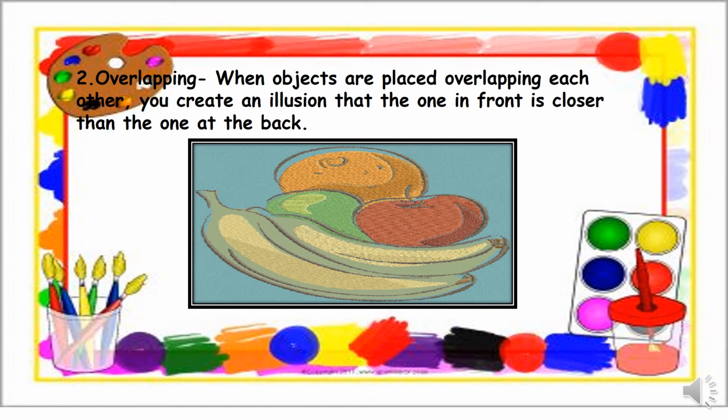Number two is what we call overlapping. When objects are placed overlapping each other, you create an illusion that the one in front is closer than the one at the back.